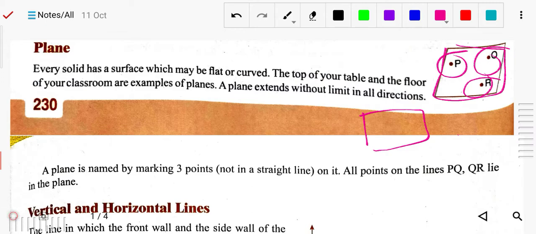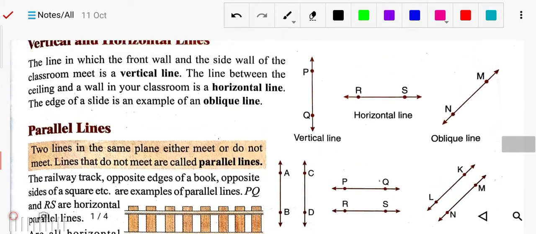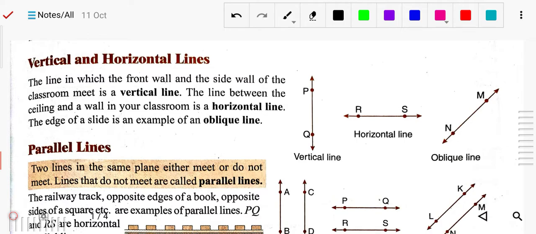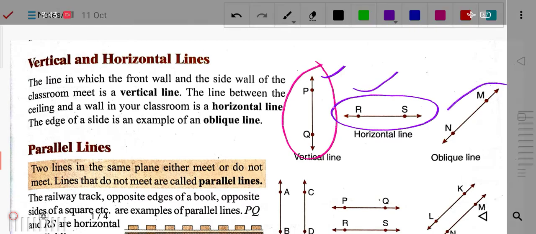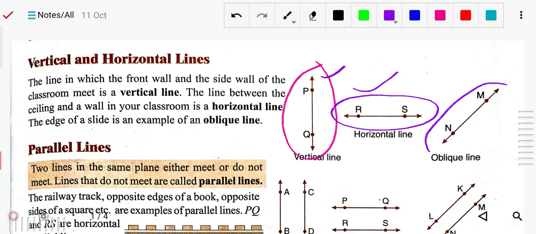Now next is about lines. Some types of lines are there, like vertical and horizontal lines. This type of line is called a vertical line. This type of line is called a horizontal line, and this type of line is called an oblique line. Sometimes it is also called a slanting line. Slanting line is also called an oblique line. This is your horizontal line, this is your vertical line.